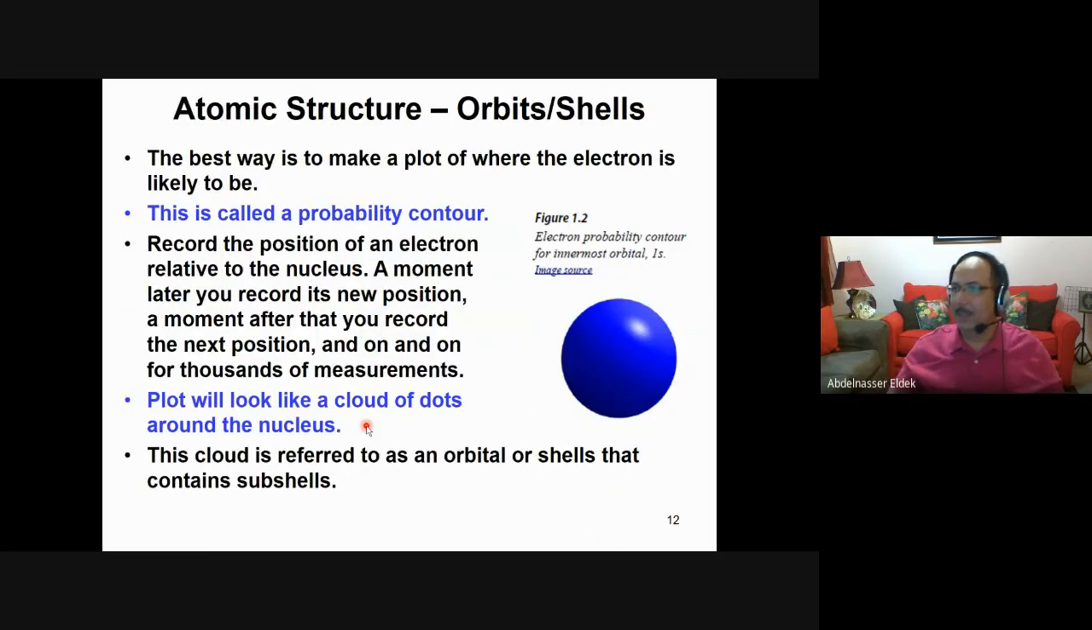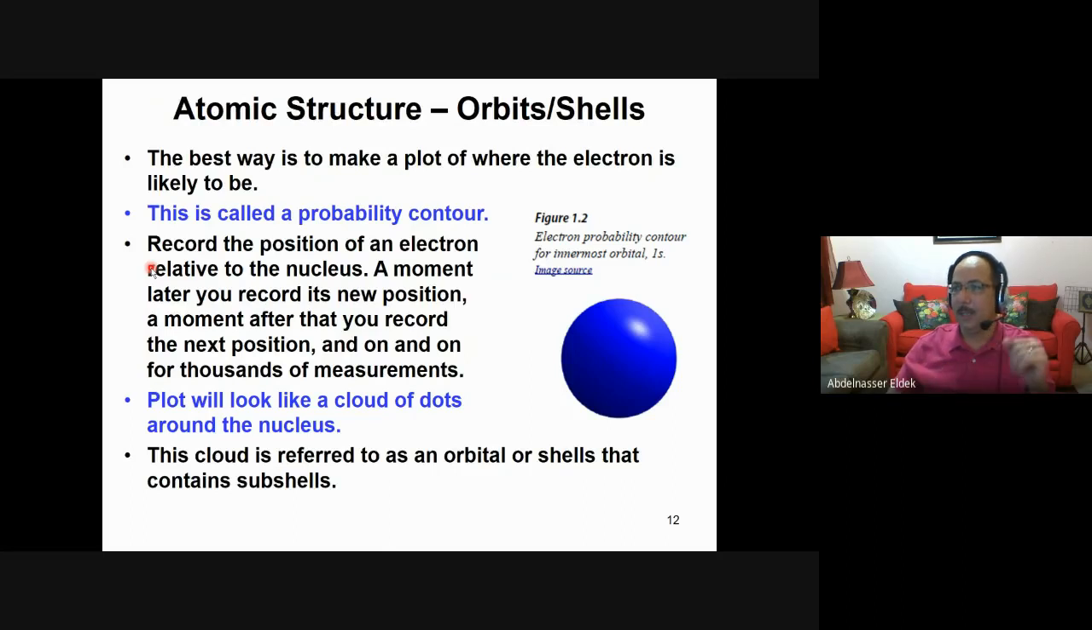So here, the best way is to make a plot of where the electron is likely to be. And this is what we call a contour. A contour looks like this sphere here. How do we do that? We have an electron moving around the nucleus. We record its position, and then we plot and track these positions.